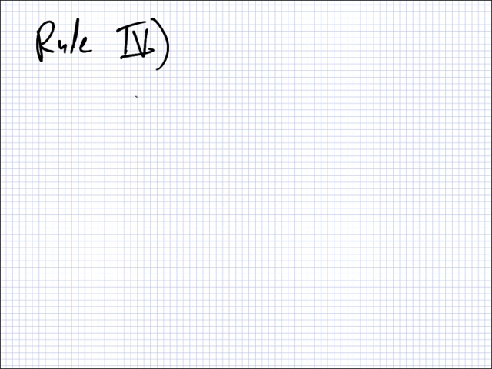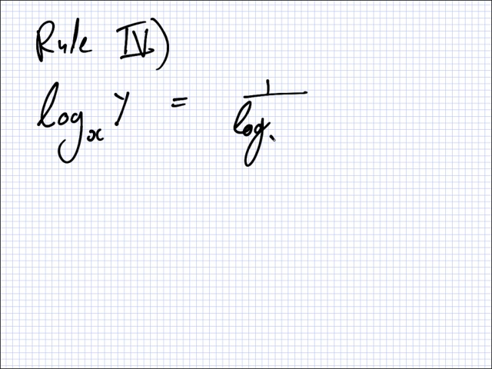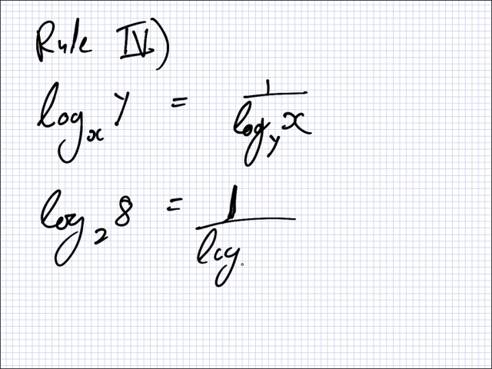So now we're getting a little bit trickier. So this one here, log base x of argument y, you can change that into 1 over log of y in the base and x here. So in other words, if you swap the x and the y, the price you pay is you have to flip it upside down. So I'll just give you a quick example. If you say log base 2 of 8, that will be the same as 1 over log base 8 of 2.